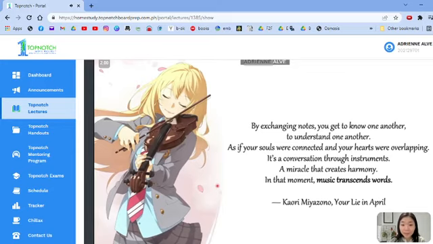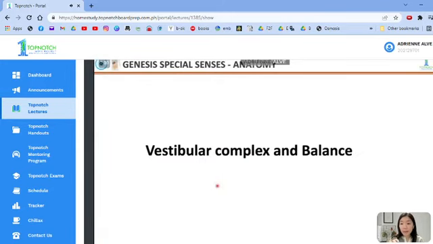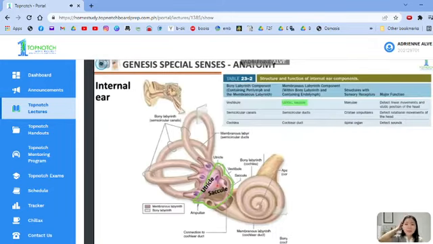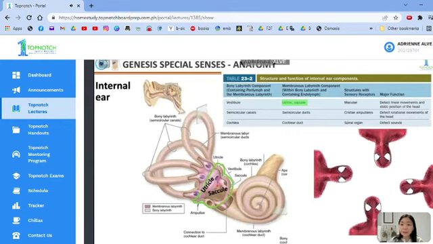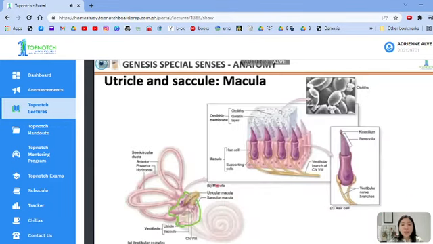So that was hearing, guys. Now let's move on to the vestibular complex and balance. How do the utricle and saccule detect linear movements and the static position of the head? The walls of the utricle and saccule each have a special area called the macula. The macula contains sensory hair cells, and they have connections to the nerves. Projecting from each hair cell are many stereocilia and one kinocilium. This is all embedded in a gelatinous matrix which has otolith crystals.